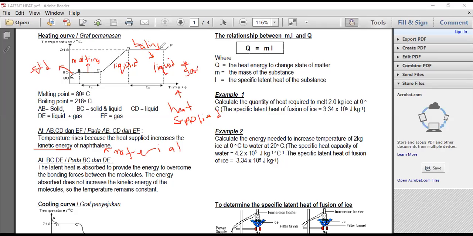But during melting and boiling, you see there is no change in temperature. Why? During this time, the heat supplied is used to overcome the bonding forces between the molecules and not to increase the kinetic energy. So the kinetic energy remains constant during melting and boiling. This is the latent heat of fusion. This is the latent heat of vaporization.